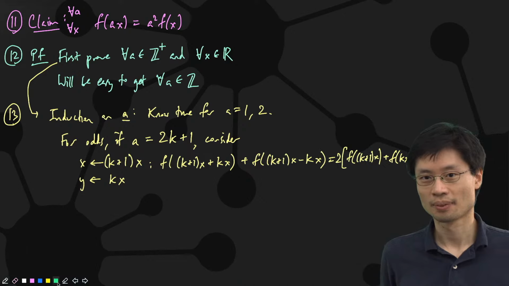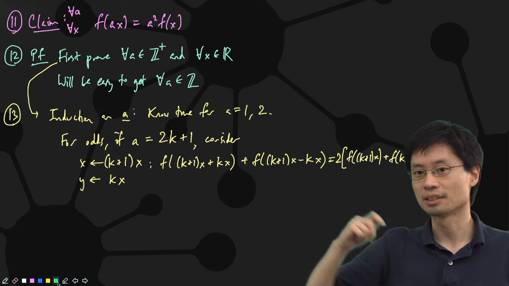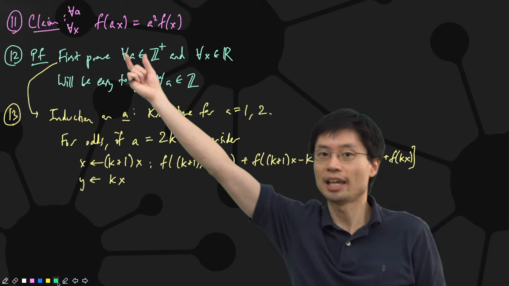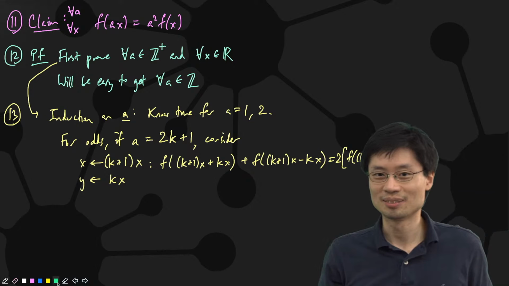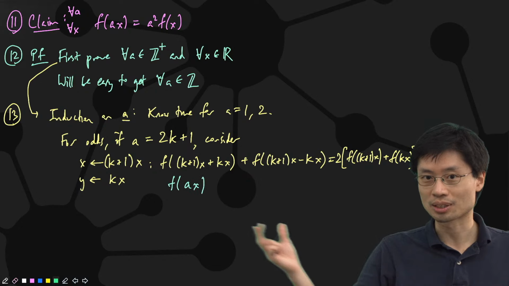Our goal is to say something about f of 2k plus 1 times x, f of a times x. What she's trying to do is some induction on a, and our goal will be to somehow conclude that f of a times x is what I want, where a is some random odd positive integer. So we could just start simplifying everything. We'll get f of ax, because that's 2k plus 1 times x, and then plus f of x, and this is simply f of x.